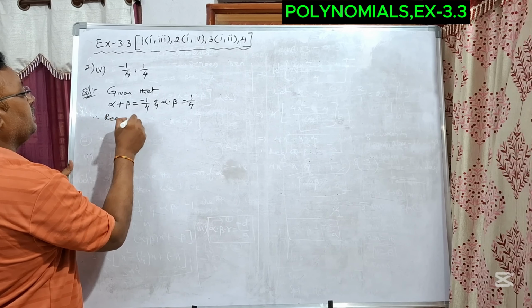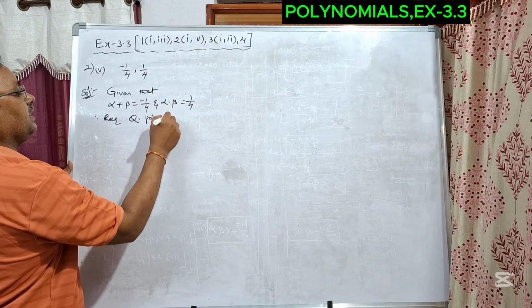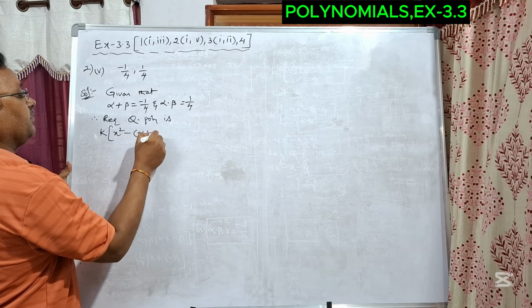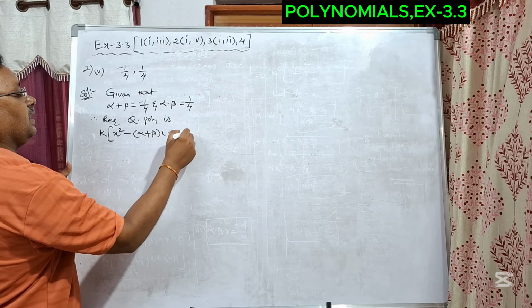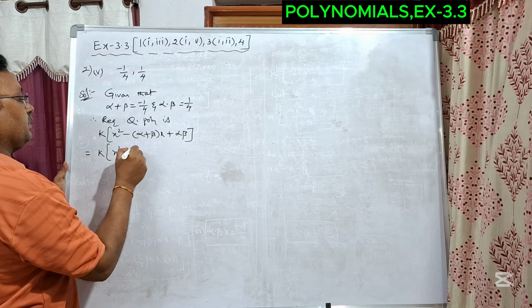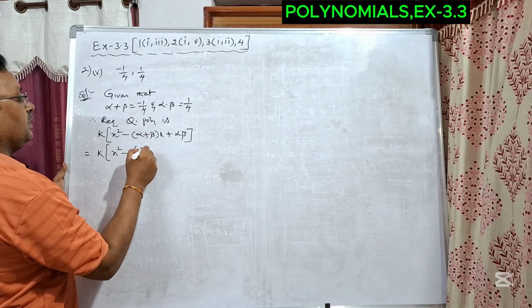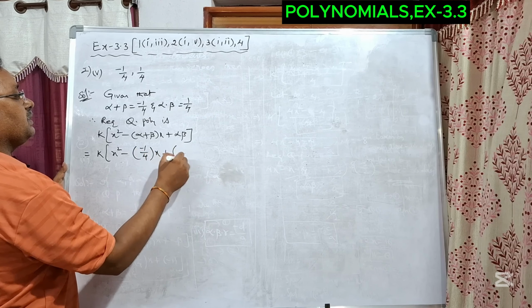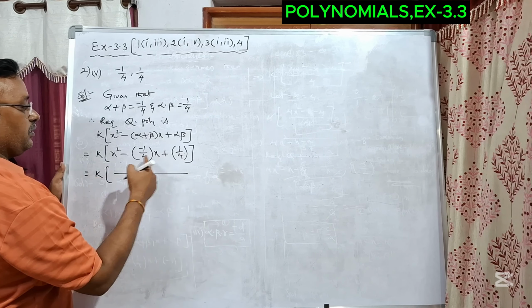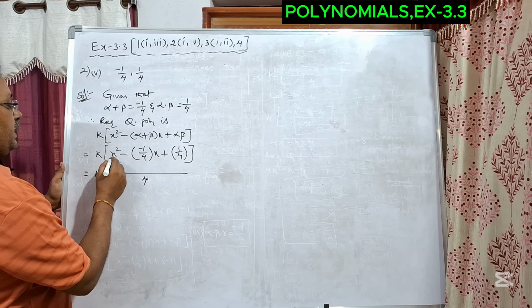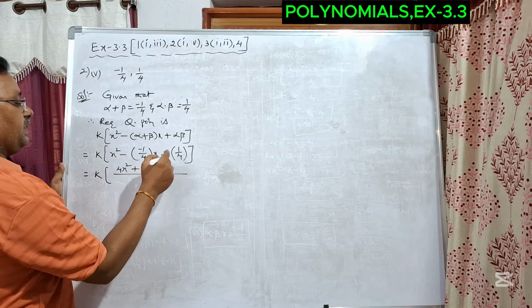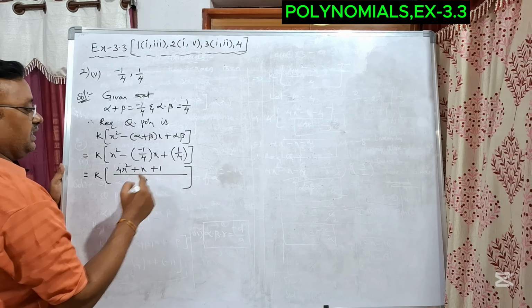Therefore, the required quadratic polynomial is k into x square minus (alpha plus beta) into x plus alpha beta. This equals k into x square minus, with the alpha plus beta value minus 1 by 4, into x plus the alpha beta value 1 by 4. This equals k into, since 4 is the denominator, take 4 common, so this will become 4x square plus x plus 1, because 4 is already there as the denominator.